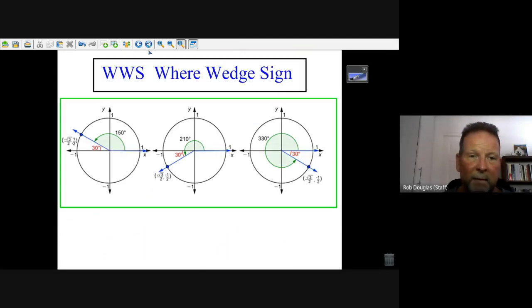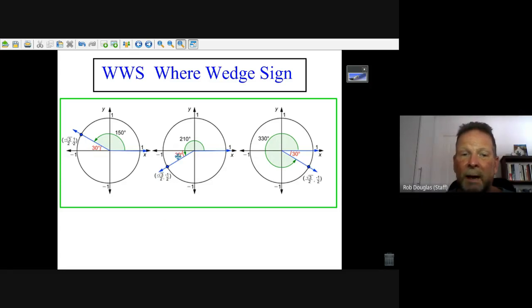Okay, let's do 210 degrees. Say you have the sine of 210 degrees. Well, 210 degrees, where is it? It's 30 degrees past 180. That makes the angle between the horizontal here and the 210 degrees 30 degrees. That's the wedge, or the reference angle, 30 degrees.